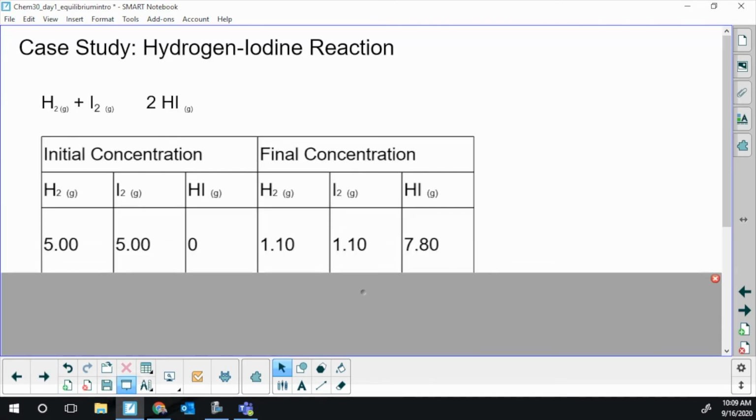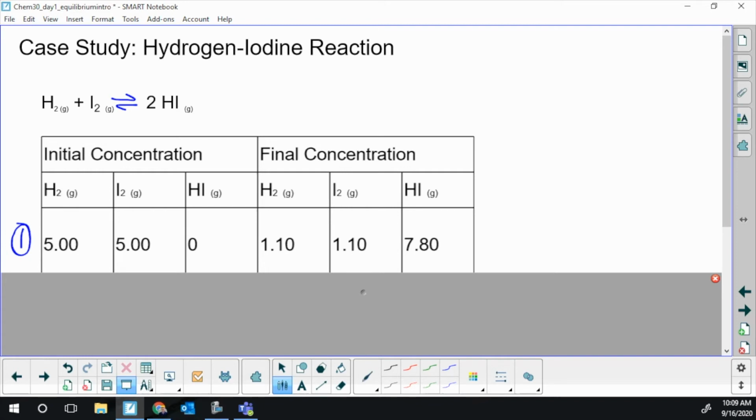So I have 2 more rows hidden underneath this table because there's going to be 3 case studies. You can just see the first one. Okay. I didn't have the arrow put in, but I'm handwriting in an equilibrium arrow. A hydrogen iodine reaction. Hydrogen gas, diatomic hydrogen plus diatomic iodine makes 2 hydrogen iodide gas.